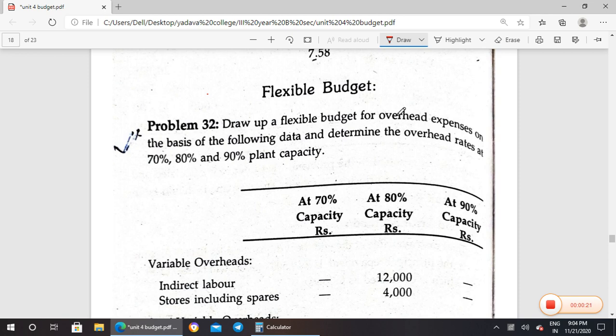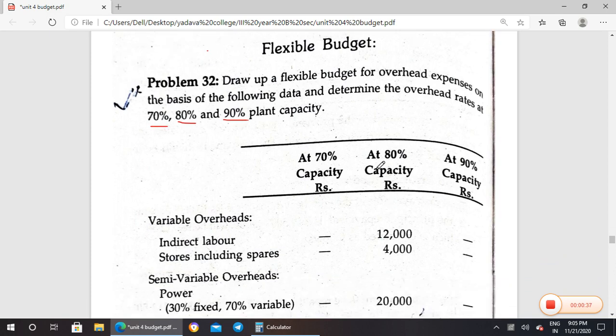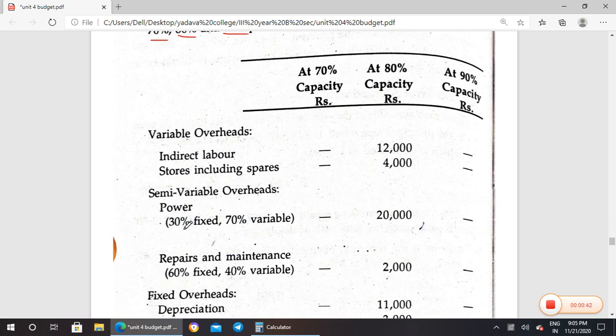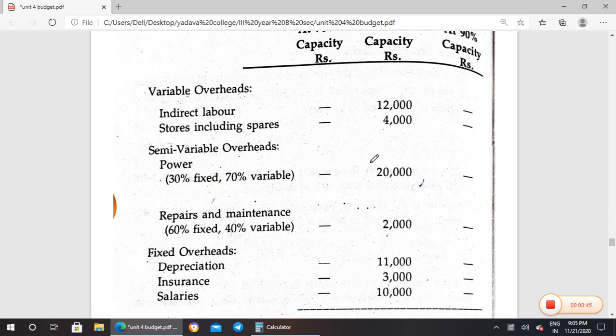Draw up a flexible budget for the overhead expenses on the basis of the following data and determine overhead rates at 70%, 80%, 90% plant capacity. They have given information only for 80% capacity. Variable overheads: indirect labor, stores including spares. Semi-variable overheads, they have given fully as 20,000. We have to separate 30% as fixed, 70% as variable. Repairs and maintenance 2,000, that is 60% fixed, 40% variable.